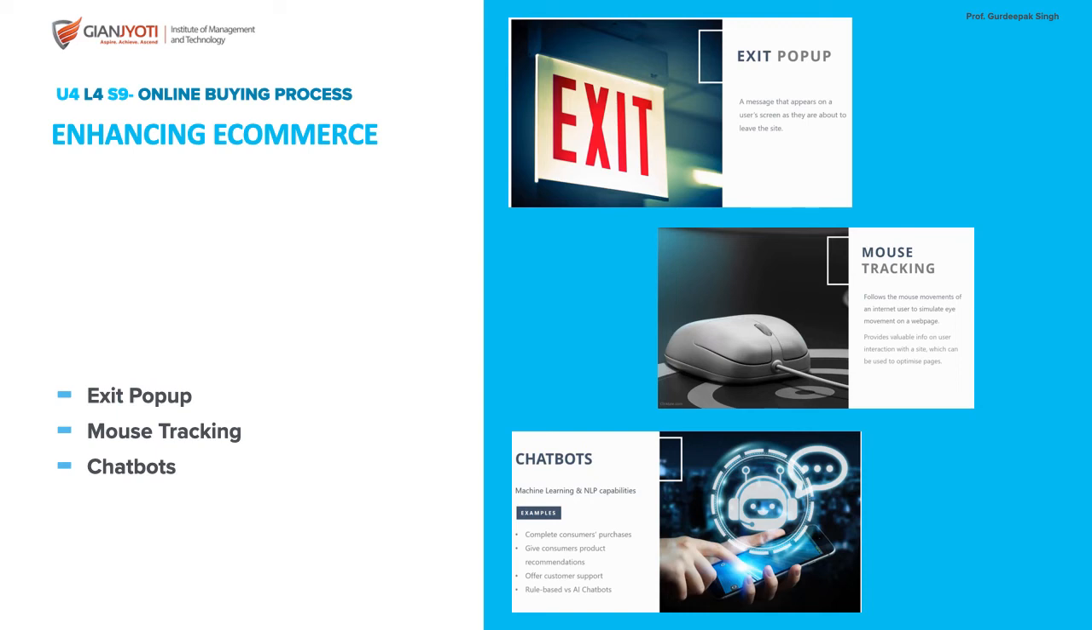So these are artificial intelligence bots who are chatting with the user. They can complete consumer purchases, they can give consumers the product, they can give some recommendations, and they provide full 24 by 7 customer support. And generally these days we are using AI chatbots. And earlier these were rule based, so they were able to answer some specific queries only.